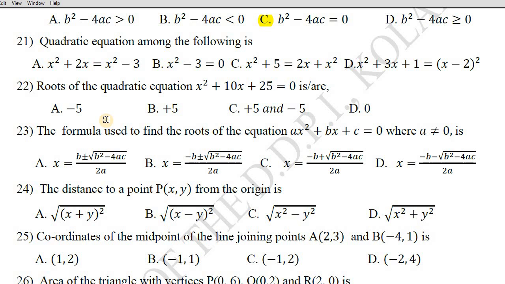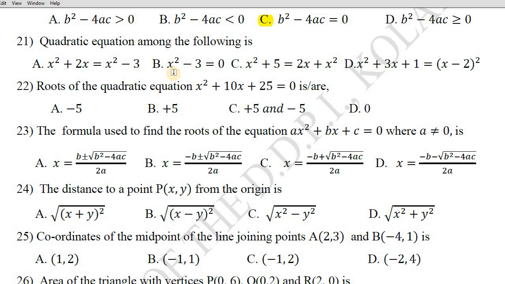Question number 21. The quadratic equation among the following is. Option A, x square plus 2x is equal to x square minus 3. This cannot be a quadratic equation. You know why? On both sides x square is present, children. So x square and x square will get cancelled. Finally we will get 2x equals minus 3. So it is not a quadratic equation.